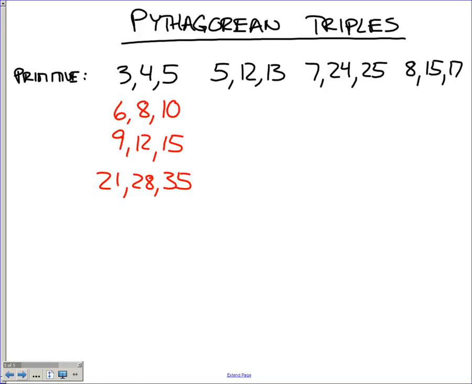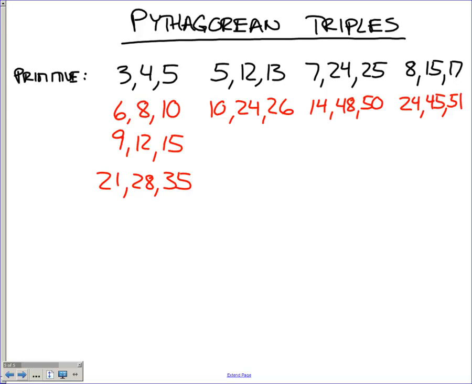5, 12, 13, 10, 24, 26. Doubling is very, very easy. It happens often. For the 7, 24, 25, again, you'll see this doubled often: 14, 48, 50. The side lengths don't get too large when you just double. For an 8, 15, 17, suppose we were to triple. This would be a 24, 45, and then 3 times 17, 51.